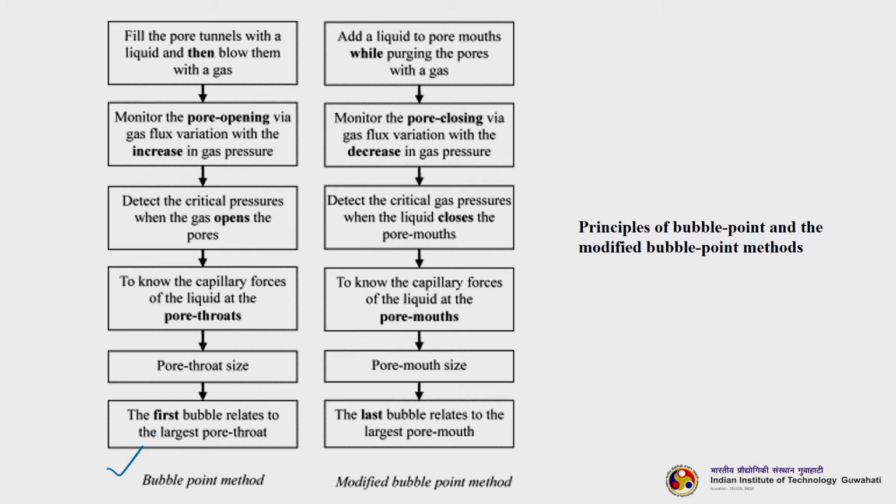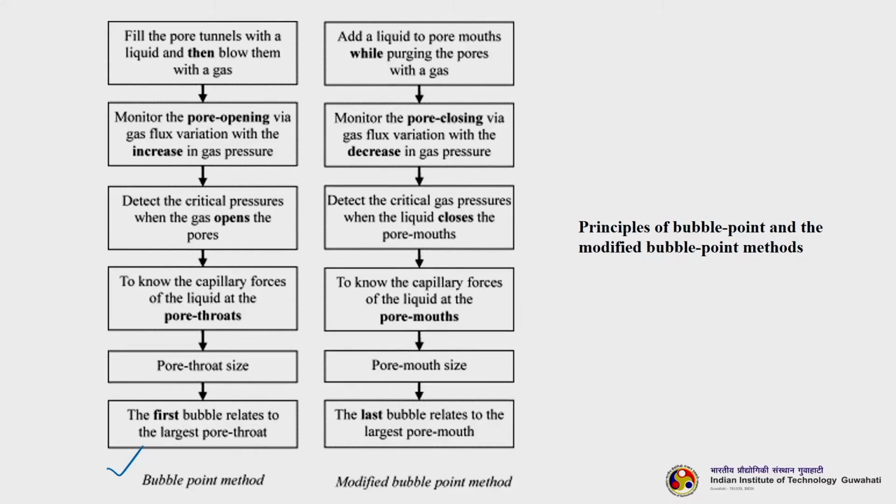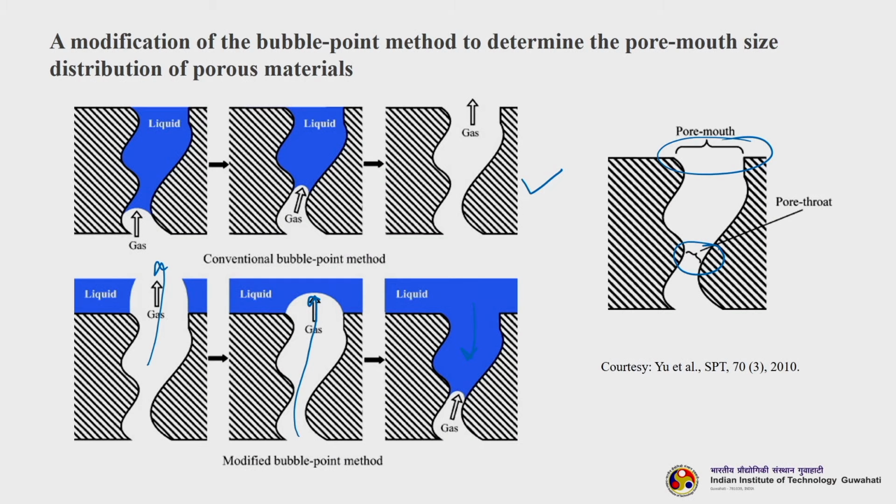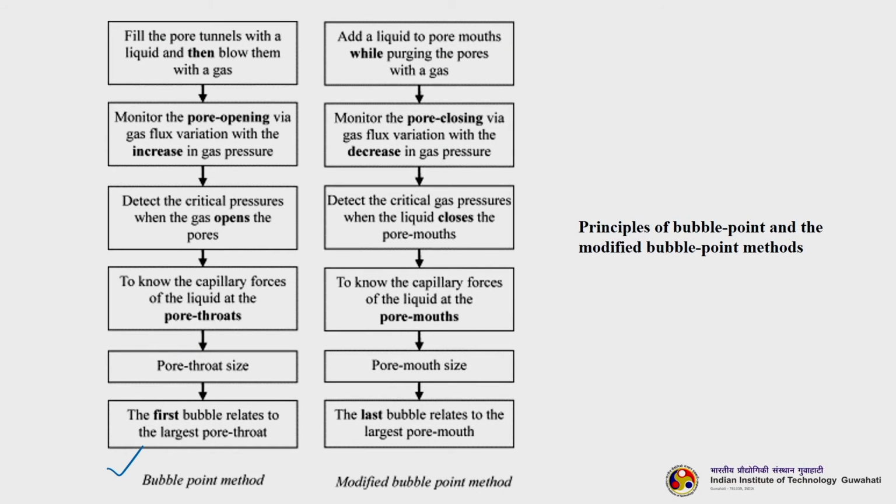method. Here what is happening? We are adding a liquid to the pore mouth while purging the pores through the gas. So, the gas is purging, and at that time only simultaneously I am adding the liquid to the pore mouth. So, it can be water. Monitor the pore closing via gas flux variation with the decrease in gas pressure. So, detect the critical gas pressures when the liquid closes the pore mouth, something like this. Here this time you determine the critical gas pressure.